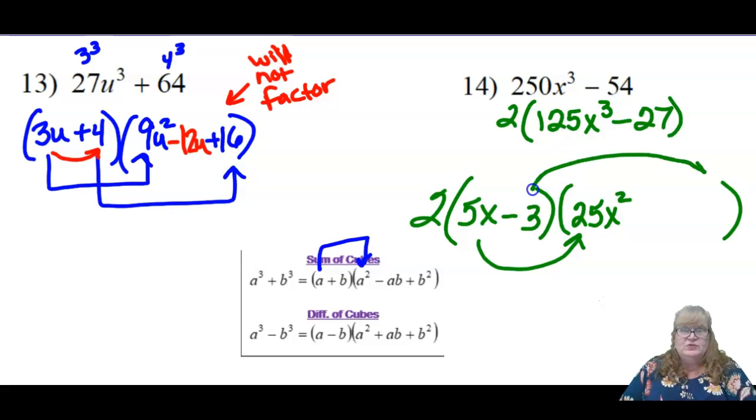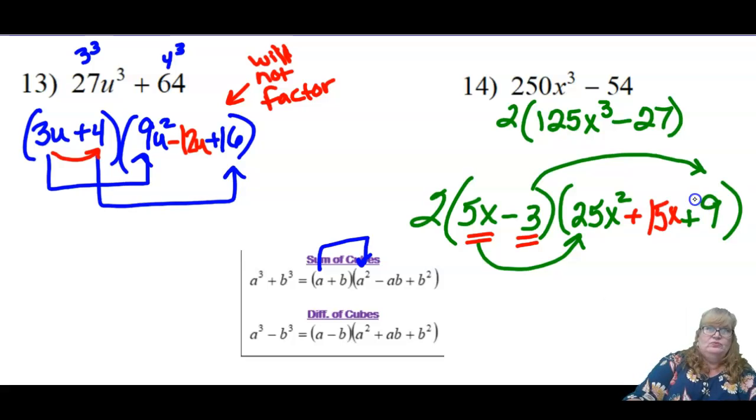Back here, I'm supposed to square that one. 3 times 3 is 9, and 9 times 3 positive times this negative would be negative 27. Now remember the weirdness about the signs, if this is minus, it will switch to plus in this parenthesis, and the middle term is this times this, the cube root times the cube root. So 5x times 3 is 15x, and that will not factor further.